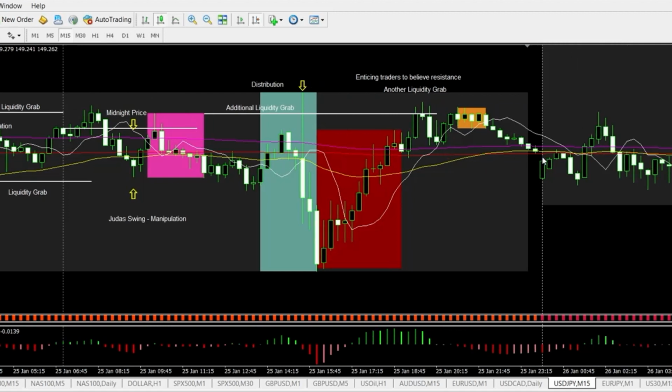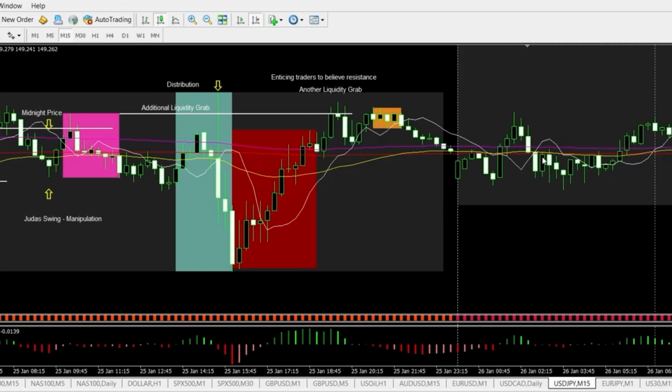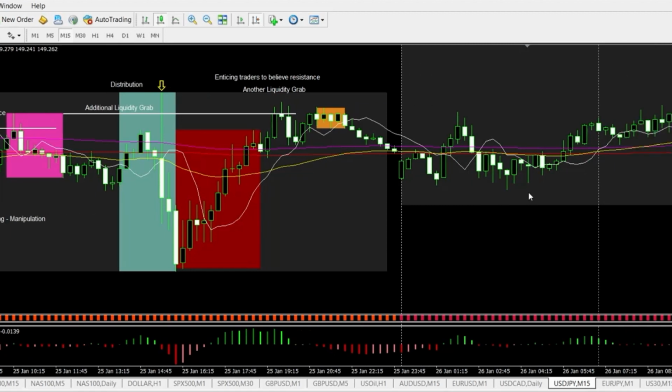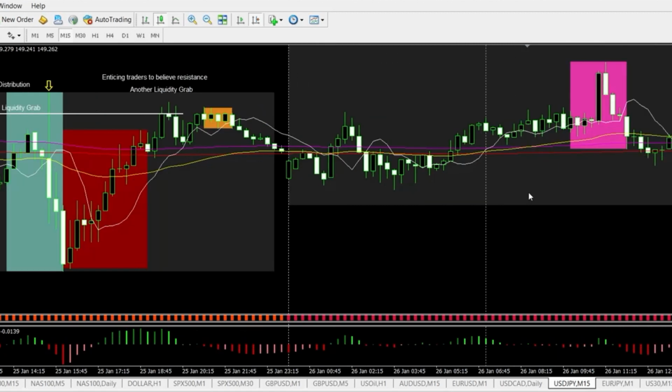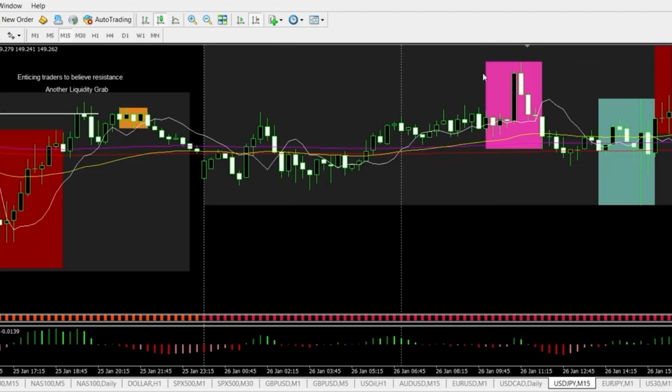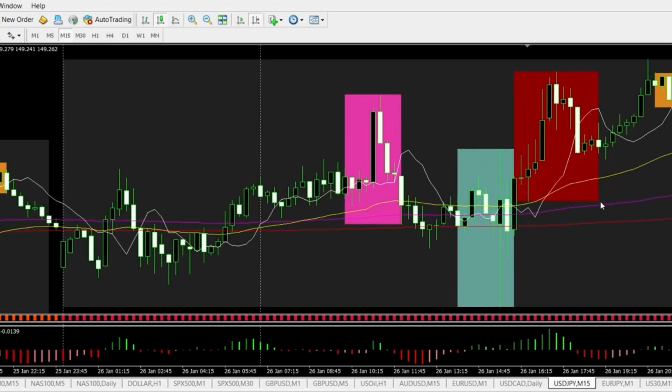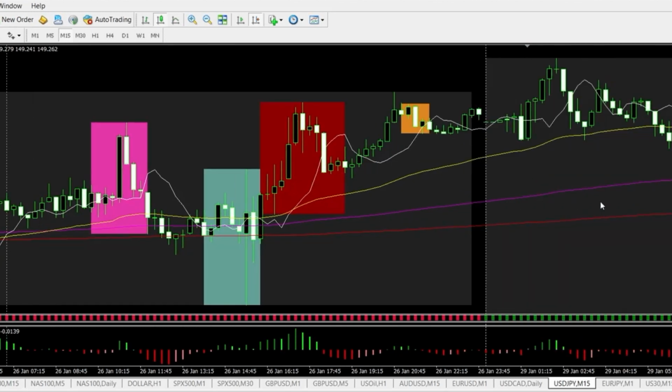If we move forward, we can see that price consolidates again during another Asian session and then creates another Judas Swing, taking out traders who put their stops above here. Then it moved to the downside, giving them a reason to go lower, but then it tricked everybody and continued to move to the upside.